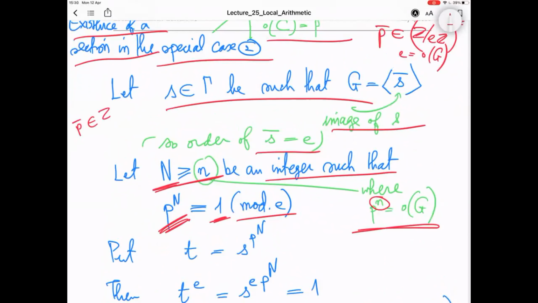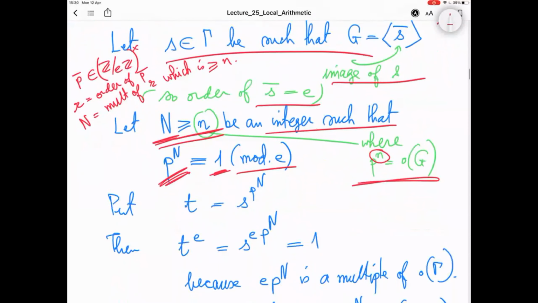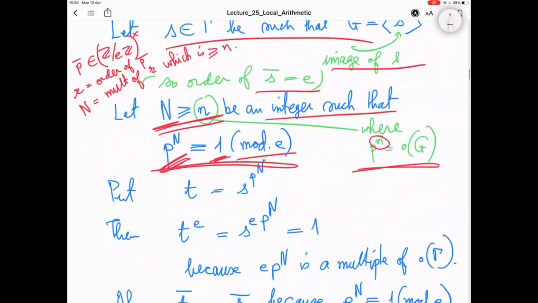So this P bar in (Z mod EZ)star, let's take some R to be the order of this P bar, and take N to be any multiple of R, and this multiple should be greater than little n. That's what you just take. Then you'll have this, right?